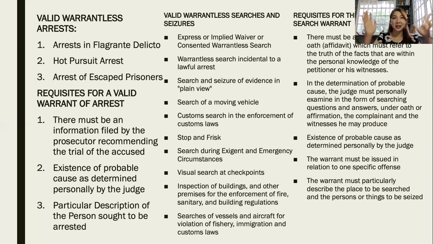So wag naman tayo masyadong matakot sa kanila. Lol. Well, they are the protector of our community.